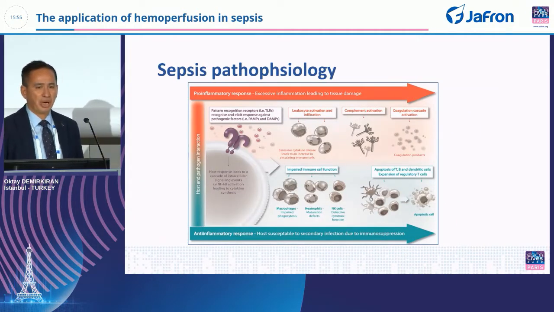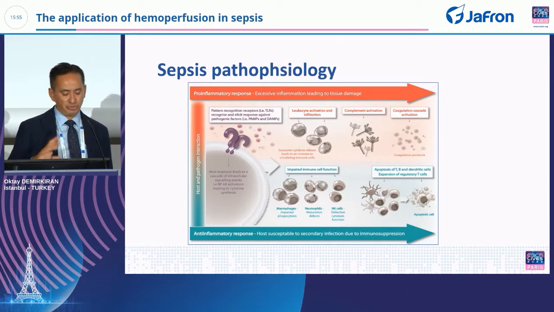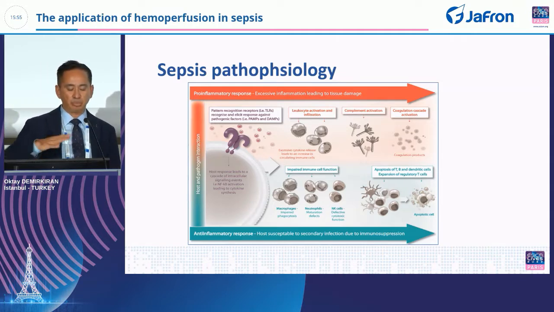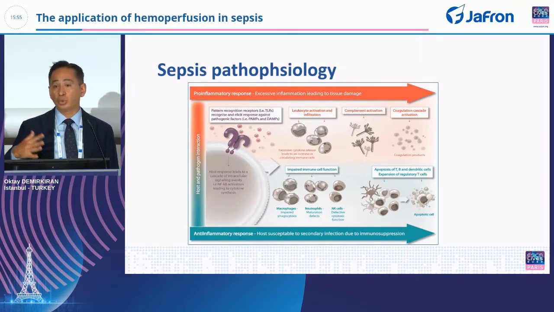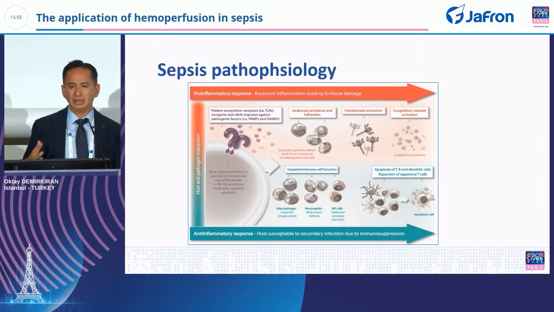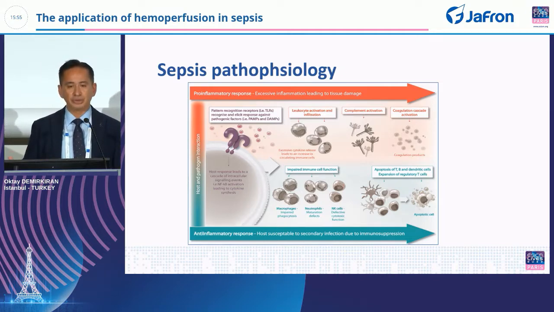If you look at the pathophysiology very briefly, the host and pathogen interaction is important. When it starts, there are two arms: the pro-inflammatory response and the anti-inflammatory response. In the pro-inflammatory response, there is excessive inflammation causing tissue damage. In the anti-inflammatory phase, the host is susceptible to secondary infection due to immunosuppression.